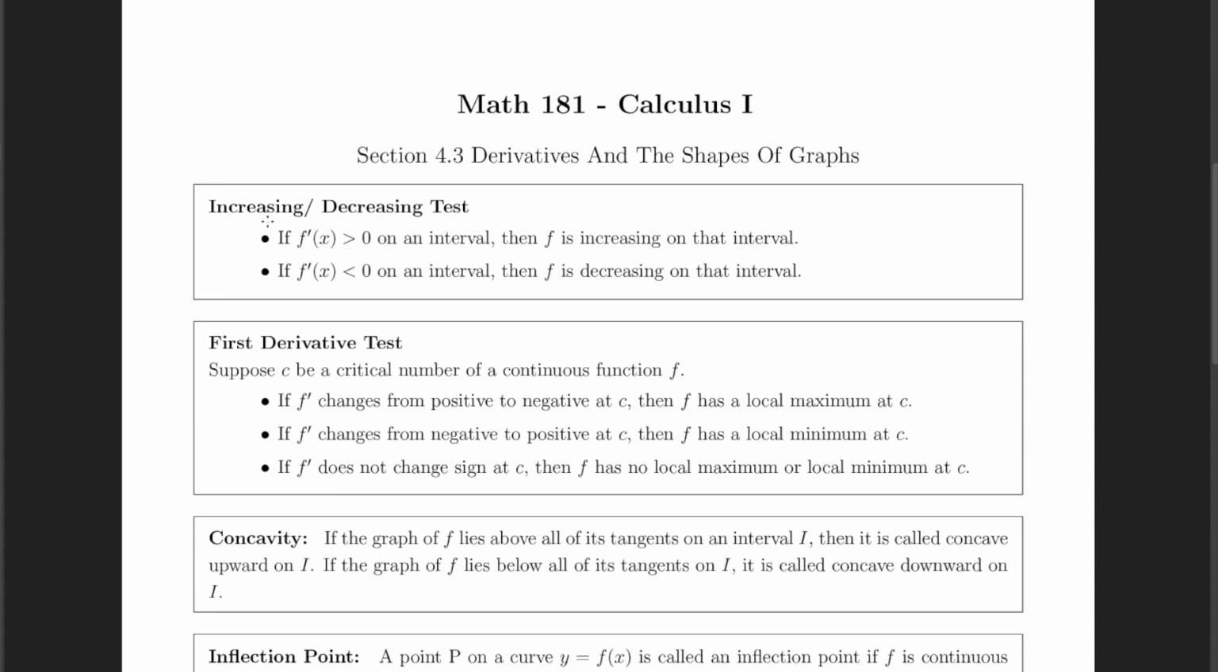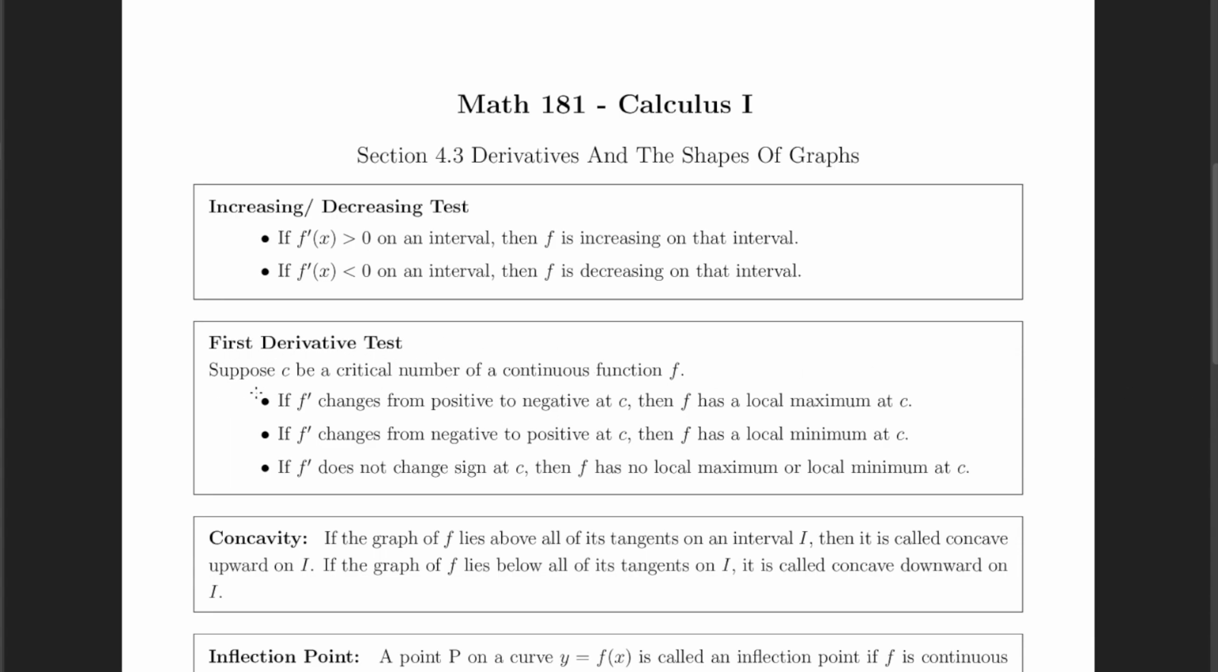The first one is the increasing/decreasing test. Remember that our derivative tells us the rate of change, so if the rate of change is greater than 0 on an interval, the function's increasing. If our rate of change is less than 0, our function's decreasing. And if it is 0, it's remaining constant.